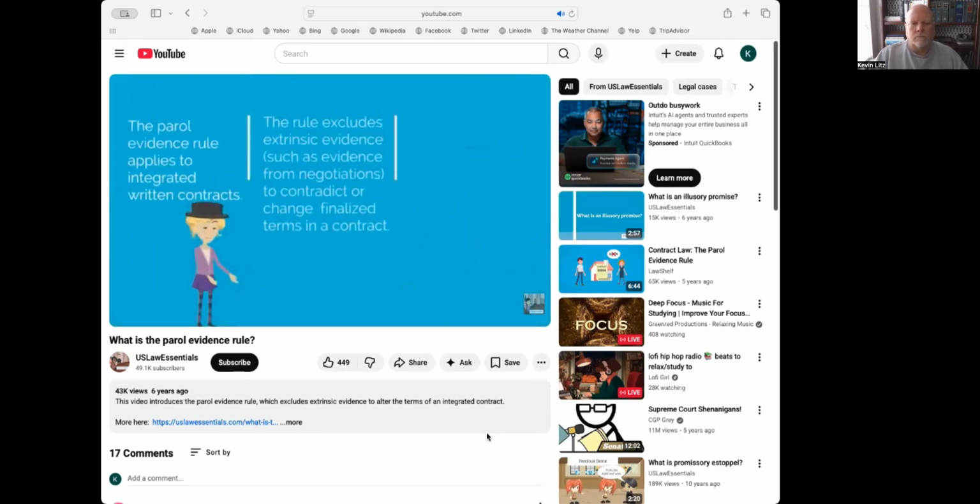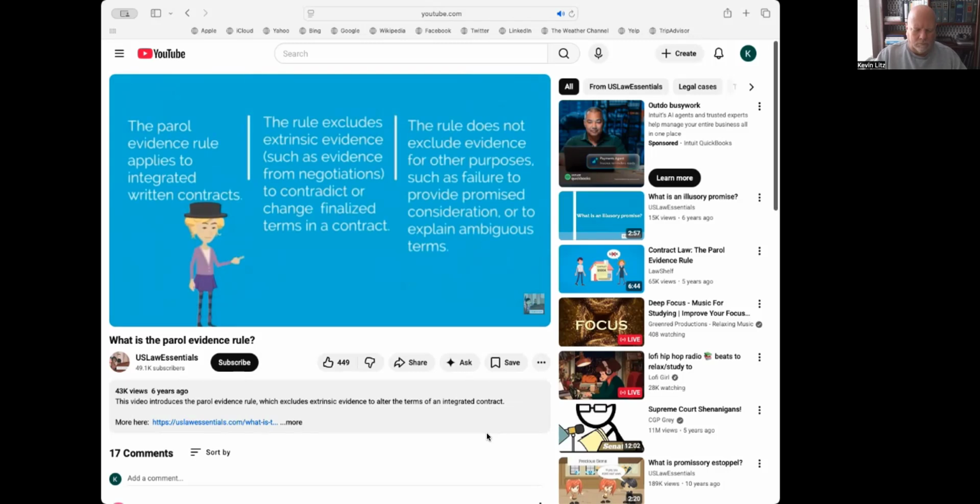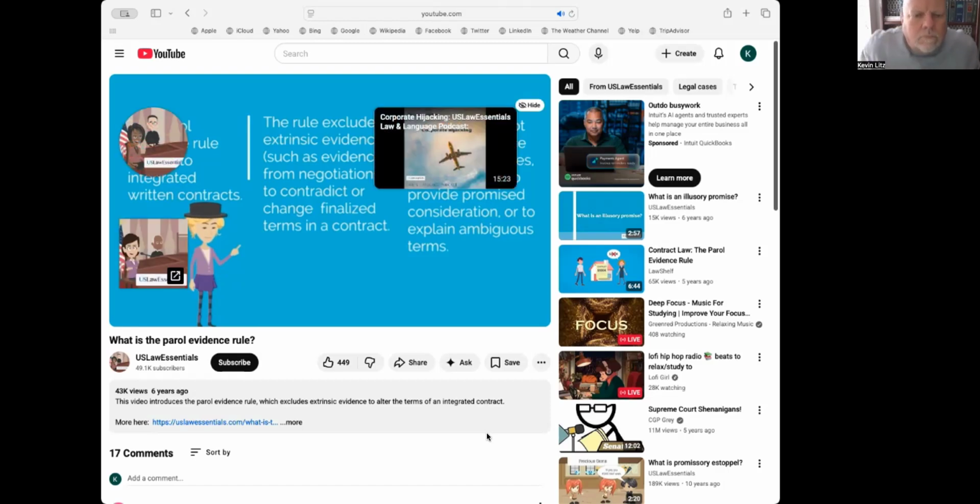To summarize, the parole evidence rule applies to integrated written contracts, contracts with finalized terms. The rule excludes extrinsic or outside evidence, such as evidence from negotiations or even prior agreements that would be used to contradict or change the terms of the contract. The rule does not exclude evidence for other purposes, such as evidence to prove that a party failed to provide the consideration that it promised, or evidence for purposes of explaining ambiguous terms within the contract.